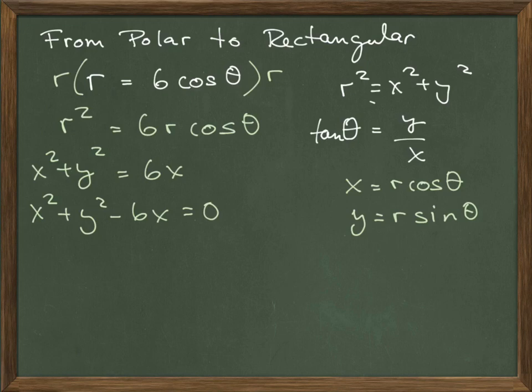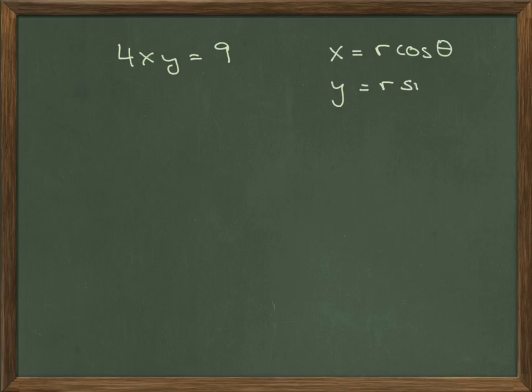Okay, how about transforming from rectangular to polar form? We have 4xy equals 9, and we want to change this into polar form. Now remember, x equals r cosine theta and y equals r sine theta. So let's replace our x and y.